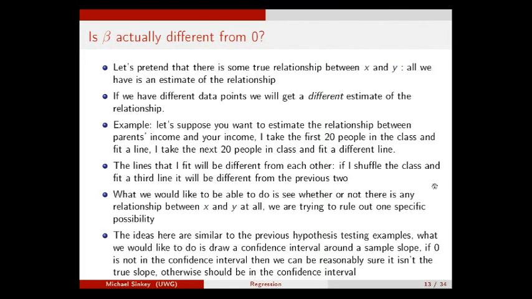Just think about this class. Let's suppose I wanted to estimate the relationship between your parents' income and your income. If I take the first 15 people, I'm going to have one line. If I take the next 15 people, I'm going to have a different line. If I were to shuffle the observations, I might have a third line. If I take more observations, I might have a fourth line. Which of these lines represents the truth? That's not something we're going to be able to figure out, but what we can figure out is: is it reasonable to think there's a relationship between parents' income and your income for any of the lines?